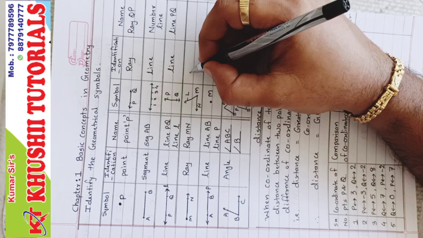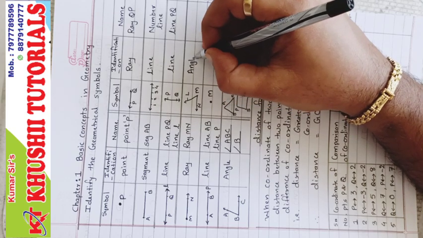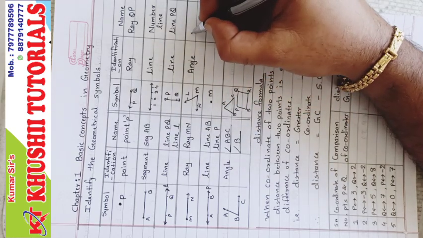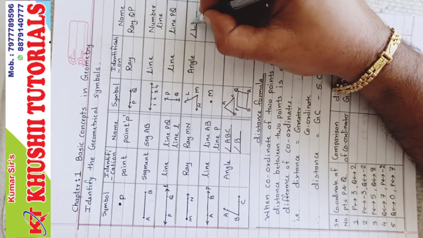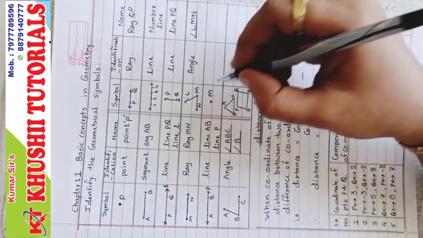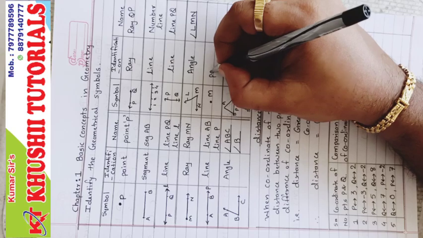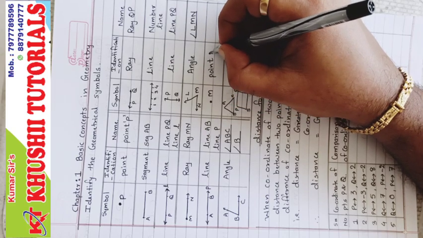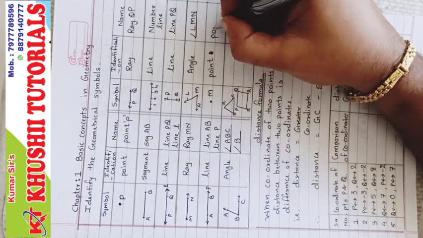Again an angle, so it is an angle. The name of the angle is angle LMN. Again this is called a point, and the name is point M.